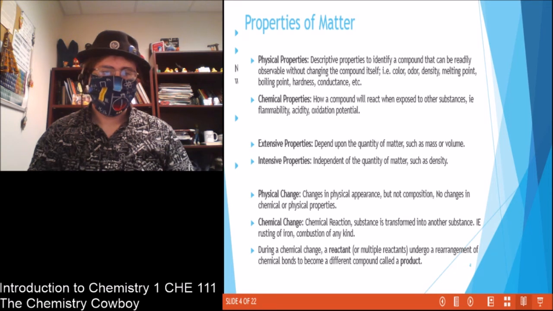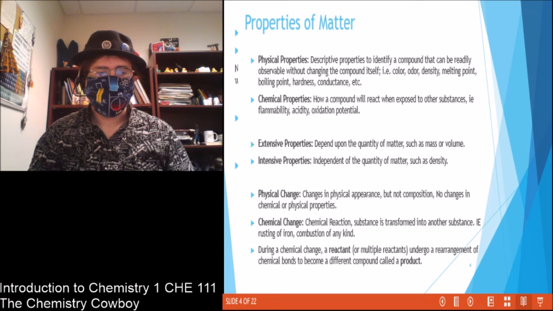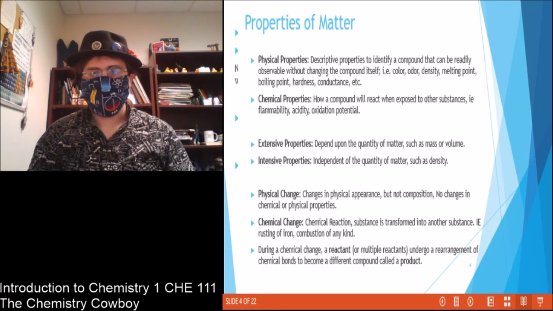An often question that gets asked on tests and on homework is to identify a physical versus chemical change. Physical change is a change in physical appearance, but not its composition. There's no changes in its actual chemical or physical properties. So if I melt this or I break this into smaller bits, as long as the atom composition are the same, it's a physical change. Chemical change is when the substance is transformed into another substance, such as rusting or any type of combustion.